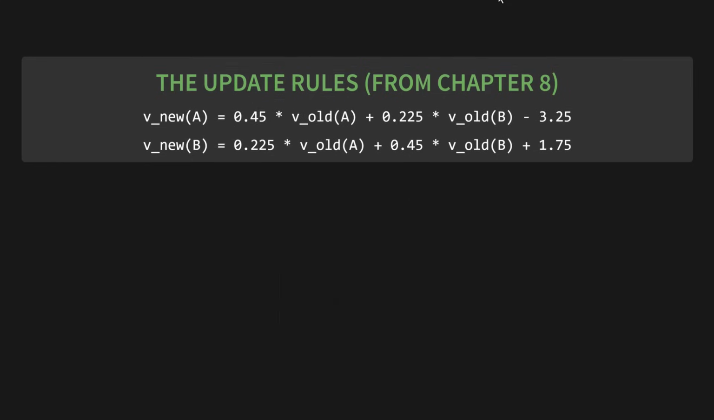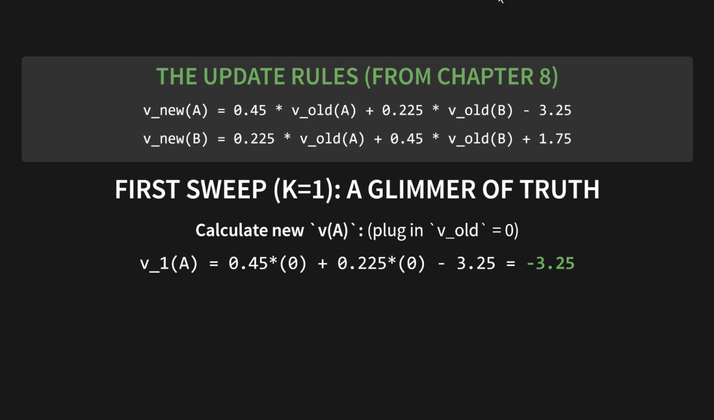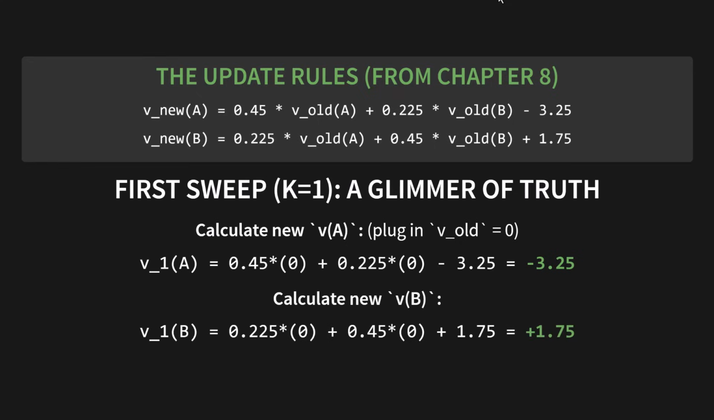Now, let's do our first sweep. We plug our starting values, all zeros, into the right side of our update rules to get our new values. So for the new value of A, we plug in zeros for the old a and b, and the math works out to minus 3.25. And for the new value of b, we do the same, and it comes out to plus 1.75.